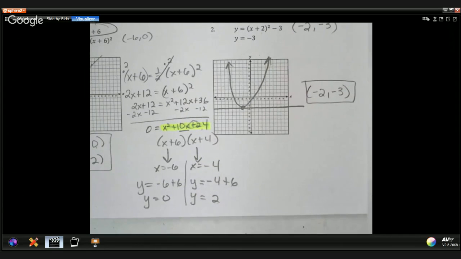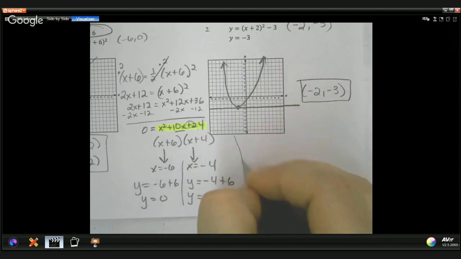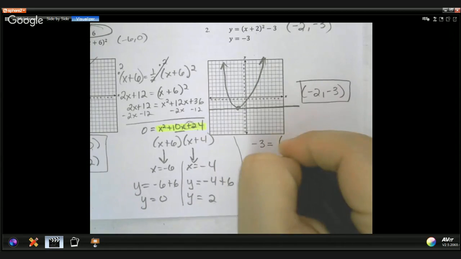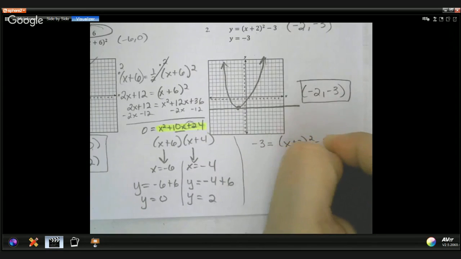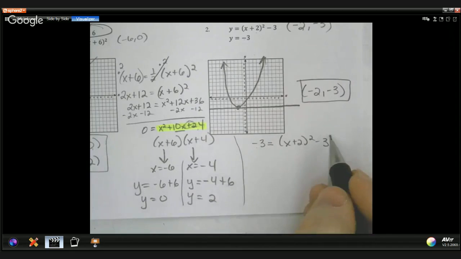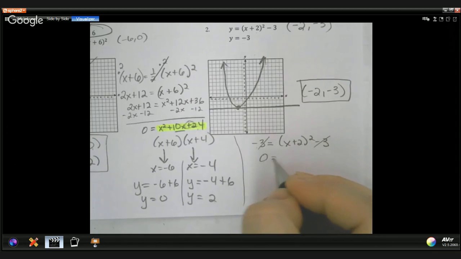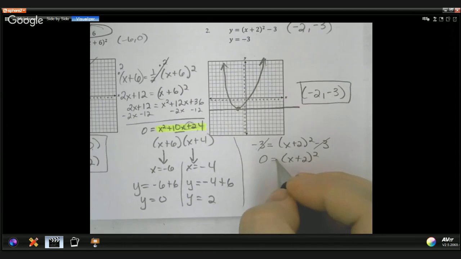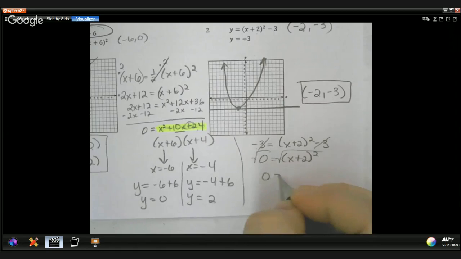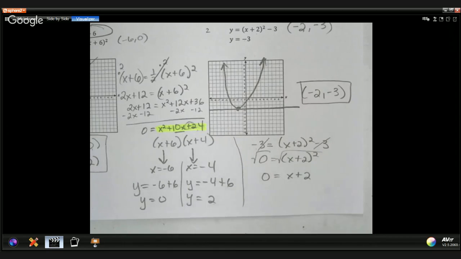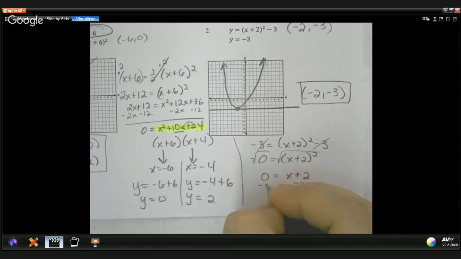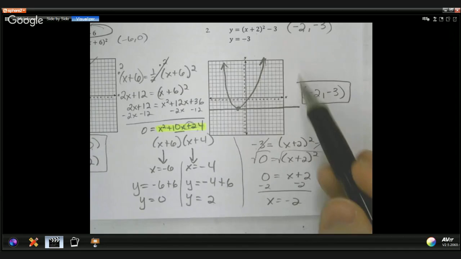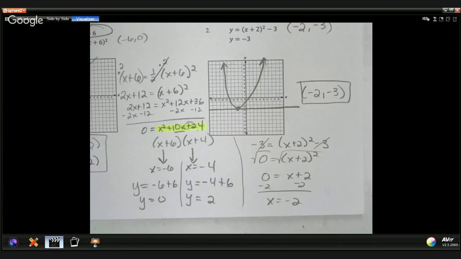If you did your substitution method here, again, I'm going to plug in a -3 here. I get -3 equals (x + 2)² - 3. If you add 3 to both sides, they're gone. So I get 0 equals (x + 2)². To get rid of a square, I'm going to square root. The square root of 0 is 0, so I get x + 2 = 0. So if I subtract 2, I get x is -2, which is what I got here. Well, I already knew y was -3, so there's the other answer.